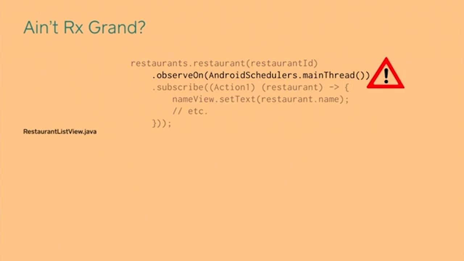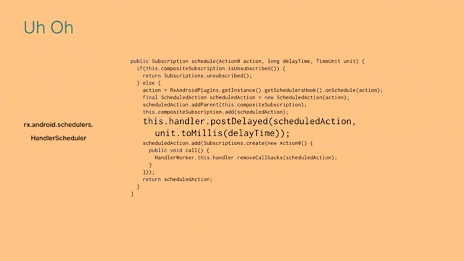Life is good, or it's good-ish. If you look at that second line that you can't possibly read from any of these seats, our observe on Android schedulers.main thread is a bit of a trap. Because if we drill into the source code there, what we find at the very heart of it is this.handler post delayed, and we're back with our post situation.